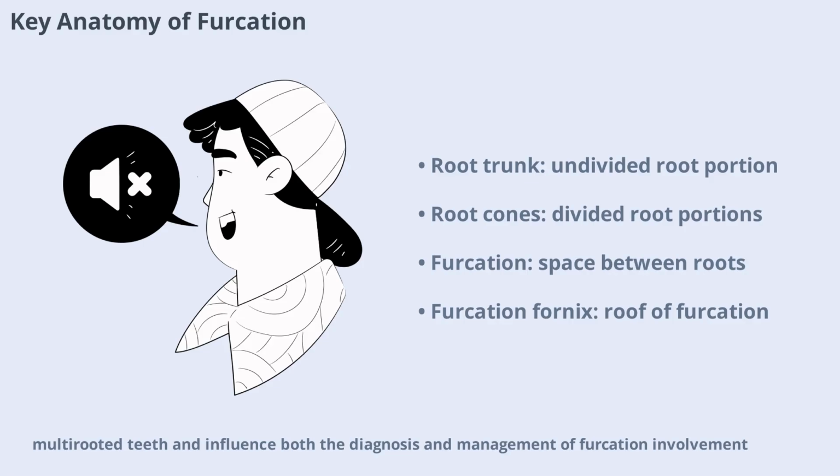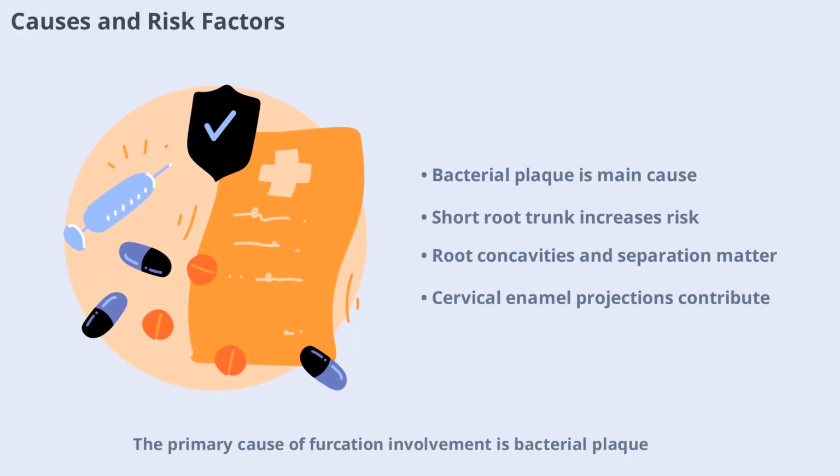management of furcation involvement. The primary cause of furcation involvement is bacterial plaque, which leads to chronic periodontal inflammation and subsequent bone loss. However, several anatomical and structural factors can increase the risk. These include a short root trunk, root concavities, the degree of root separation, cervical enamel projections, and accessory pulpal canals. All these factors can make it easier for bacteria to colonize the furcation area and harder for patients to maintain proper oral hygiene, thus accelerating the disease process.